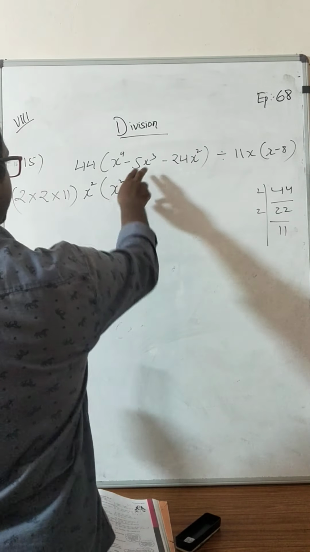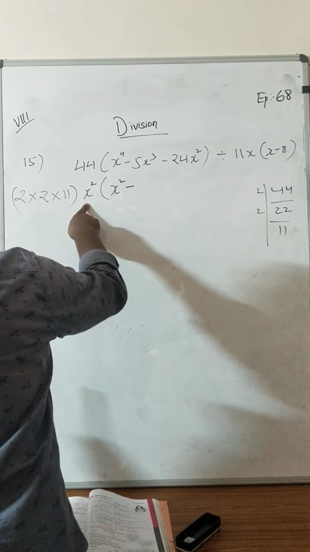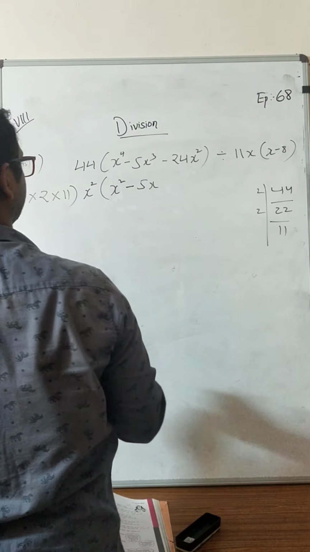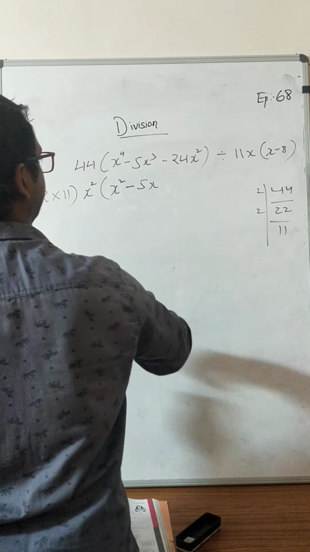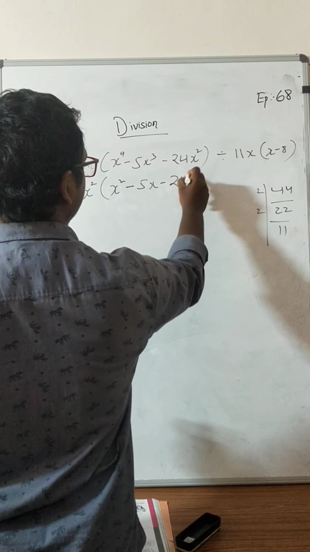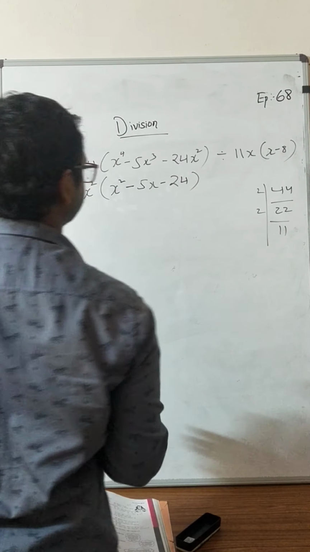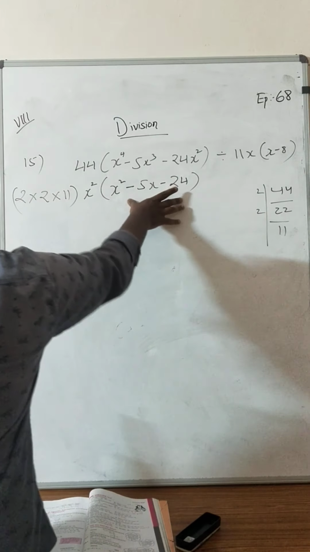Here from x cube we have taken 2 power out. What is left? 1 power is left, 5x. From here we have taken x power 2 outside, so nothing is left here. Now this is what we are getting here. Okay.